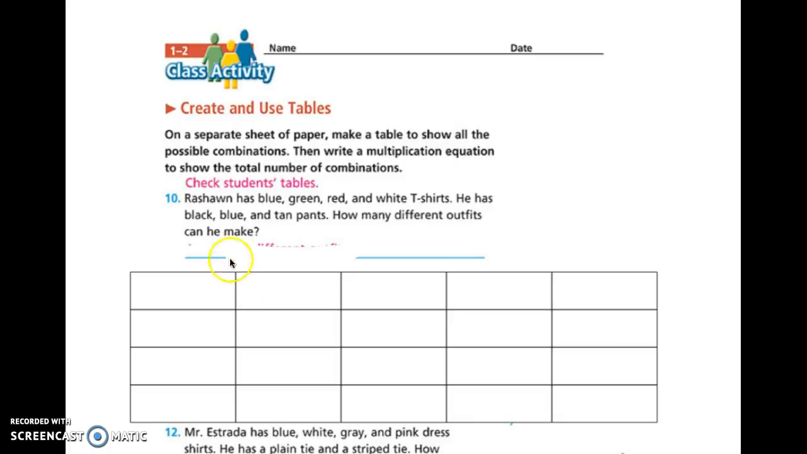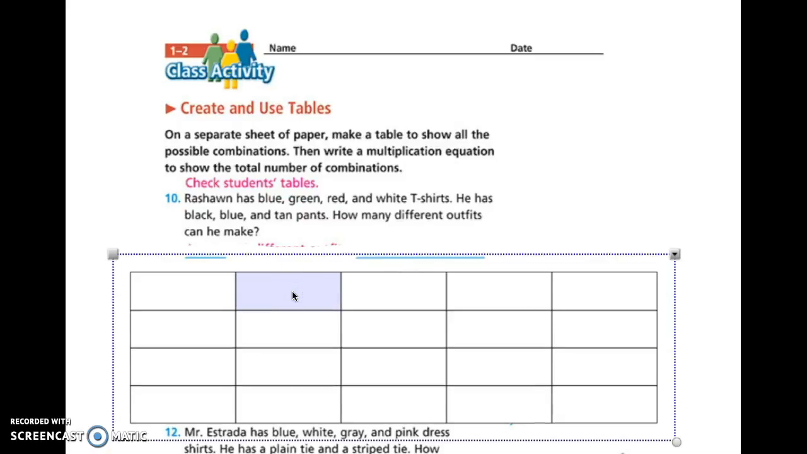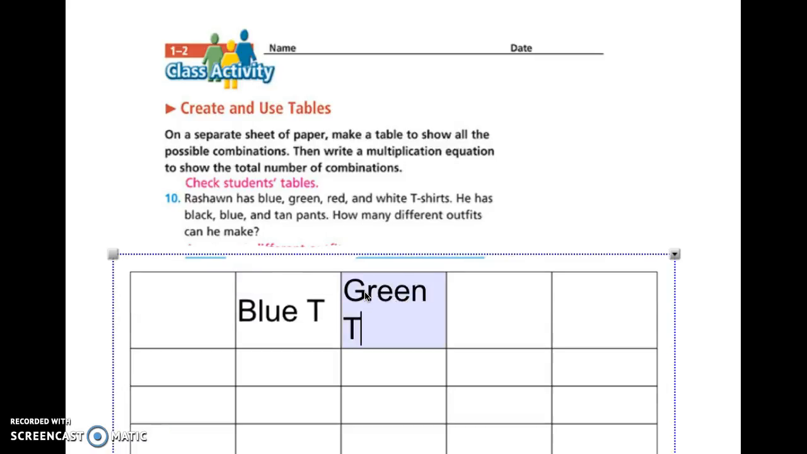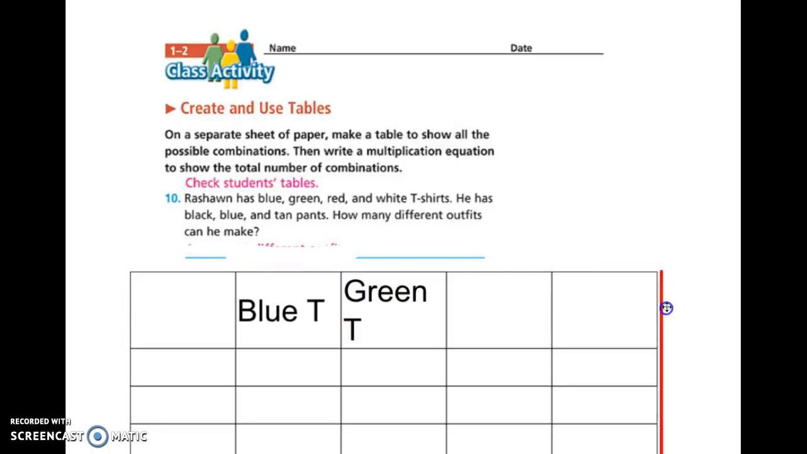It says Rashawn has blue, green, red, and white t-shirts. He has black, blue, and tan pants. How many different outfits can he make? So I'm going to put a table together real quick. We know he has blue. I'm just going to write T for t-shirts. He has blue t-shirts. He has green t-shirts. All right, I have to make this a little bigger. That's all right. Green t-shirts.